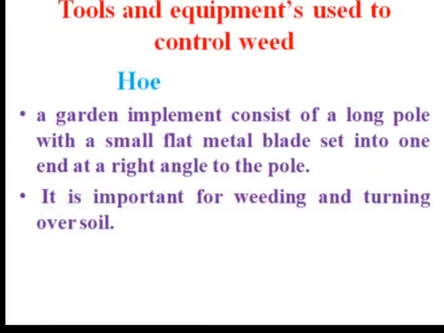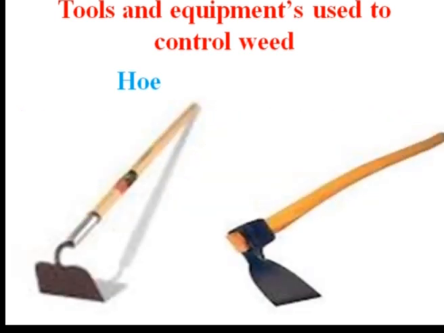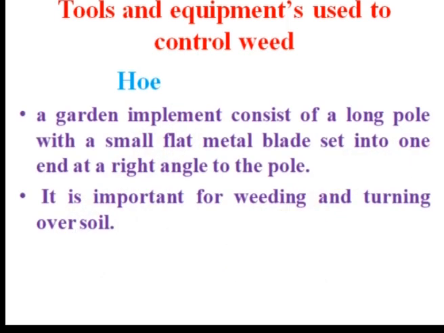The other types of tools and equipment used to control weeds. What are the material, tools, and equipment used to control weeds? The first one is hoe. Hoe is a garden implement consisting of a long pole with a small flat metal blade set into one end at a right angle to the pole, and it is important for weeding and turning over the soil.